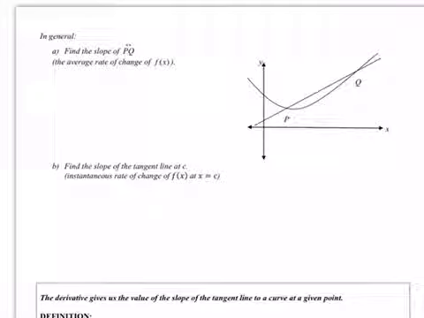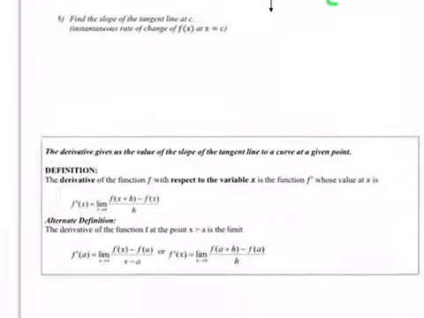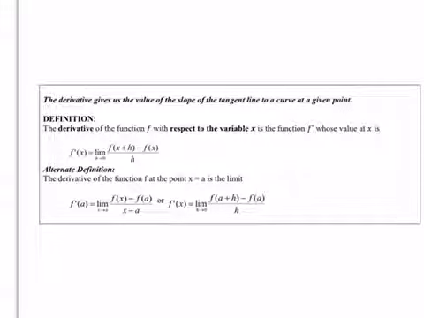So in general, the slope of PQ, which is the average rate of change of f of x from P to Q, represented by this line here, is an average rate of change, where if we want to find the slope of the tangent line at point C, we're going to find the exact rate of change, or the instantaneous rate of change, at x equals c. The derivative gives us the value of the slope of the tangent line to a curve at any given point, or at a given point.